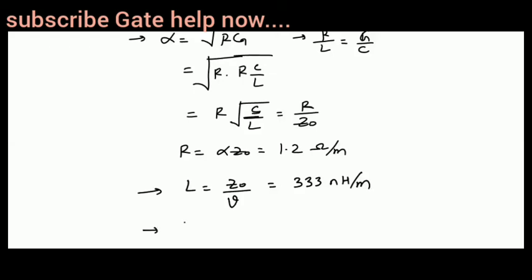Now we have alpha is equal to under root RG. R and alpha are known to me, so I can get the value of G. So G will be alpha square divided by R, which comes out to be 333 microsiemen per meter.